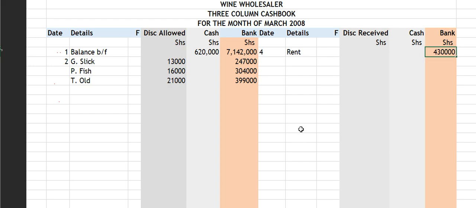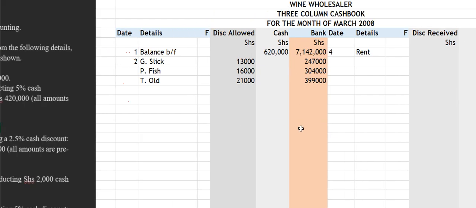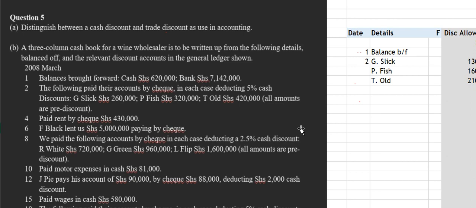Yeah, then let's see the next transaction after the rent payment. That is F Black lent us shillings 5 million paying by check. So we are receiving money from F Black. Of course this is a loan to the business, but this money was paid direct to our bank account, so it was a check. Our bank column is going to be affected. It's going to increase, so we debit the cash book.